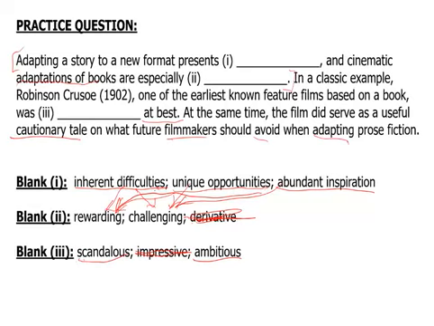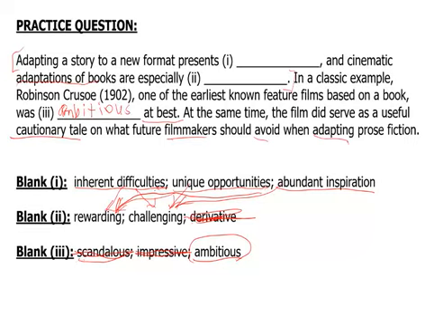Well, filmmaking technique is about technical skill. It's not about moral decisions. So scandalous doesn't work. Ambitious has got to be it. So let's plug that in, and from there, we should be able to figure out the first few blanks. Pardon my terrible handwriting here, but ambitious. Scrawled out a little bit badly.